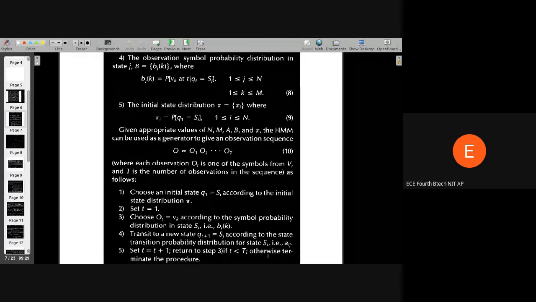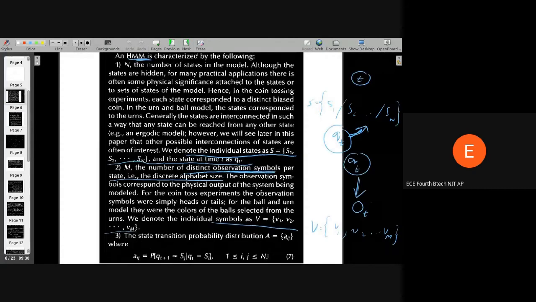So what we have is Aij. At a particular point of time, if we have a state Si, in the next time instant or next frame or whatever index you are using, if your state changes to Sj, then that probability is denoted by Aij.